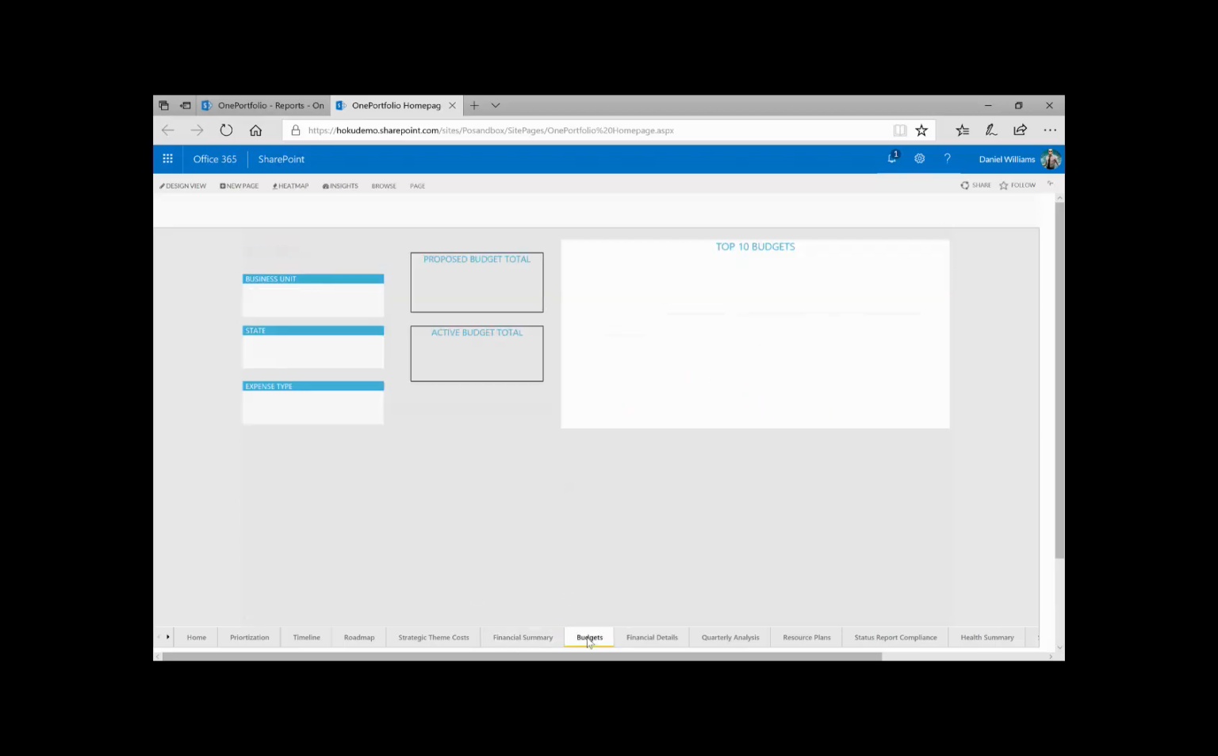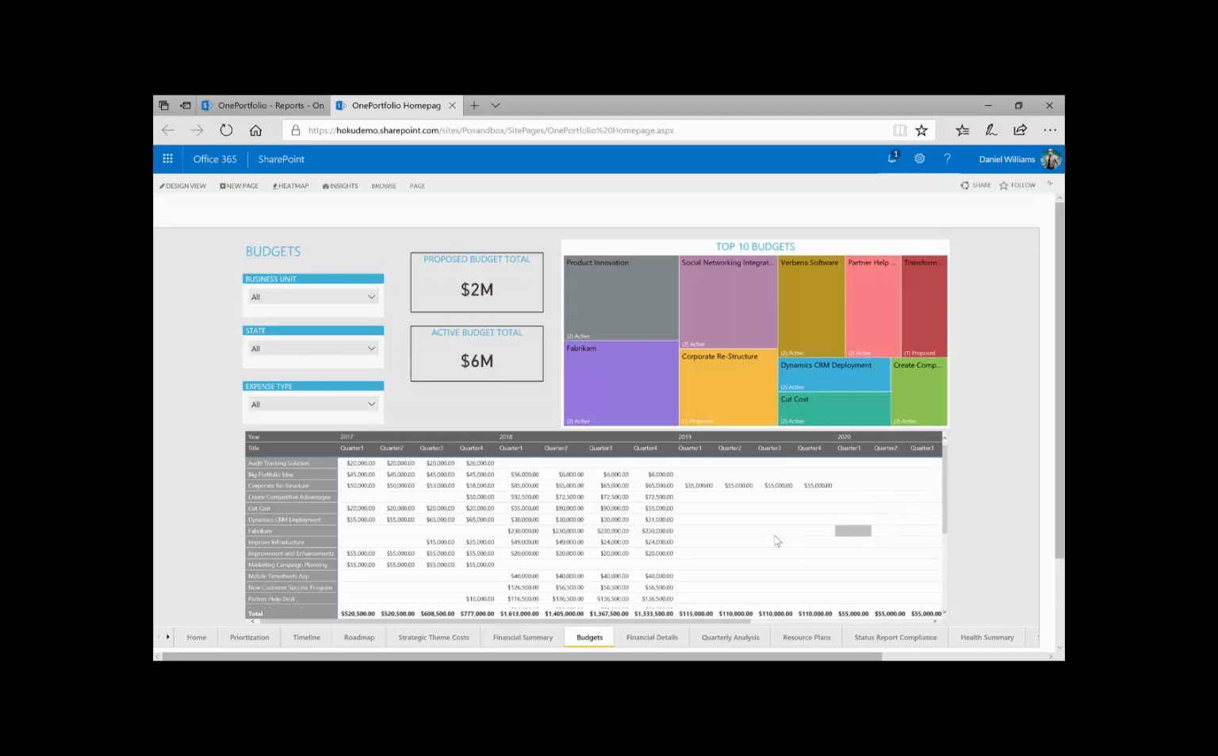Also on the financial side, we can look at it from more of a budgeting perspective, where we want to see on a quarter-by-quarter basis over the multi-year horizon what we intend to spend, or what we're budgeting to spend, on all the portfolio items that we have in our planning horizon. Once again, we have the traditional filters, but we can use these visualizations as filters again.